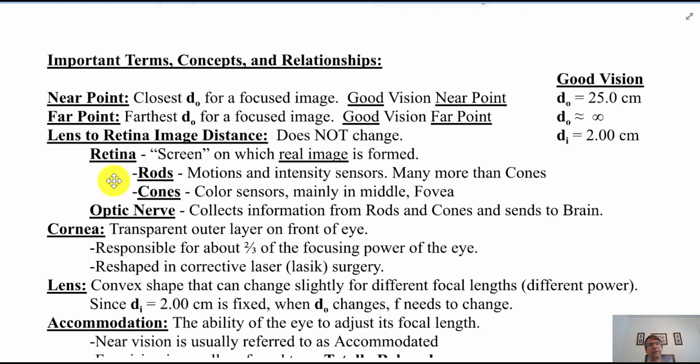The rods, there's 100 times, no, not 100 times as many, 50, 40 times as many, 30 times as many. But the cones detect the colors. That's what gives you the color vision. We'll talk more about that later.